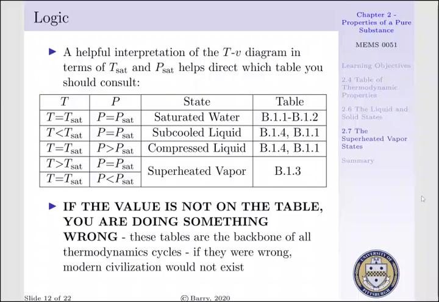If the value is not on the table, you are doing something fundamentally incorrect. These tables are the backbone of all thermodynamic cycles: the Rankine cycle, the Otto cycle, the Diesel cycle. If they were wrong, modern civilization would not exist. We would not have had steam engines during the Industrial Revolution, nor would we have steam power plants now providing us electricity.